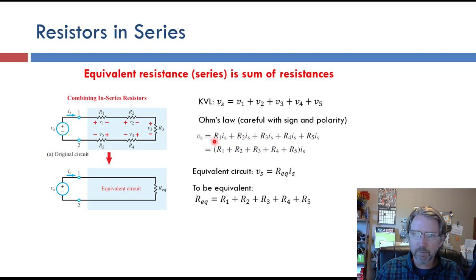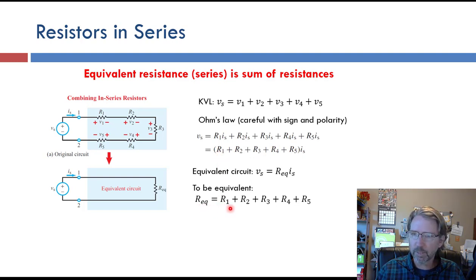This is a combination of Ohm's law and Kirchhoff's voltage law, and those two laws are really the key to solving most circuits. Then we're just factoring some things out, so we get Vs equals this big sum of all the resistors times Is. If we want that to be an equivalent circuit, we would draw it like this. We have two wires here, so we cut them, and this is an equivalent circuit with just a single equivalent resistor. If these are going to match, then our equivalent has to match up with this sum, and that way we get the same circuit.